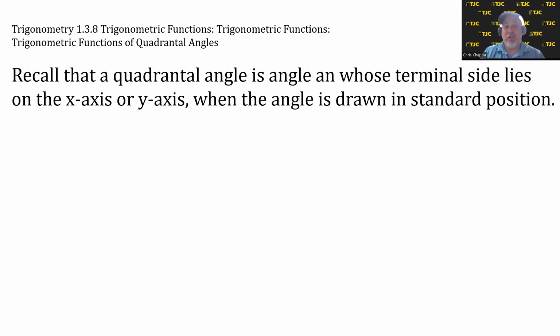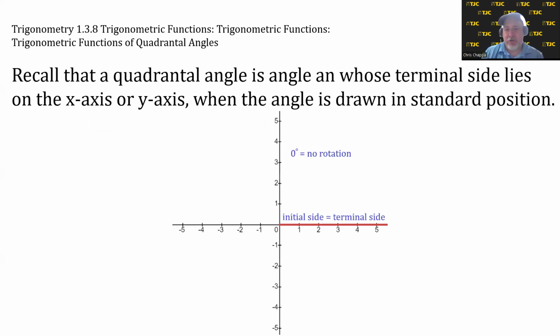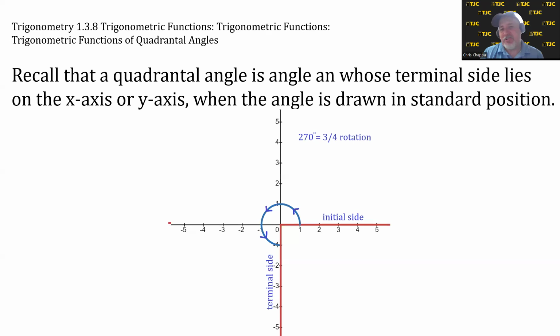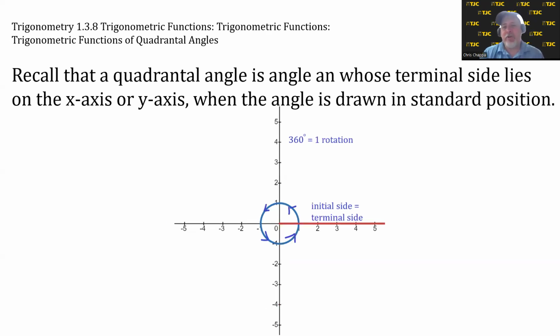Recall that a quadrantal angle is an angle whose terminal side lies on the x or y axis when the angle is drawn in standard position, such as 0 degrees, no rotation, where the initial side is the terminal side, 90 degrees, which is 1/4 of a rotation, 180 degrees, which is half a rotation, 270 degrees, which is 3/4 of a rotation, and of course, 360 degrees, which is one complete rotation.